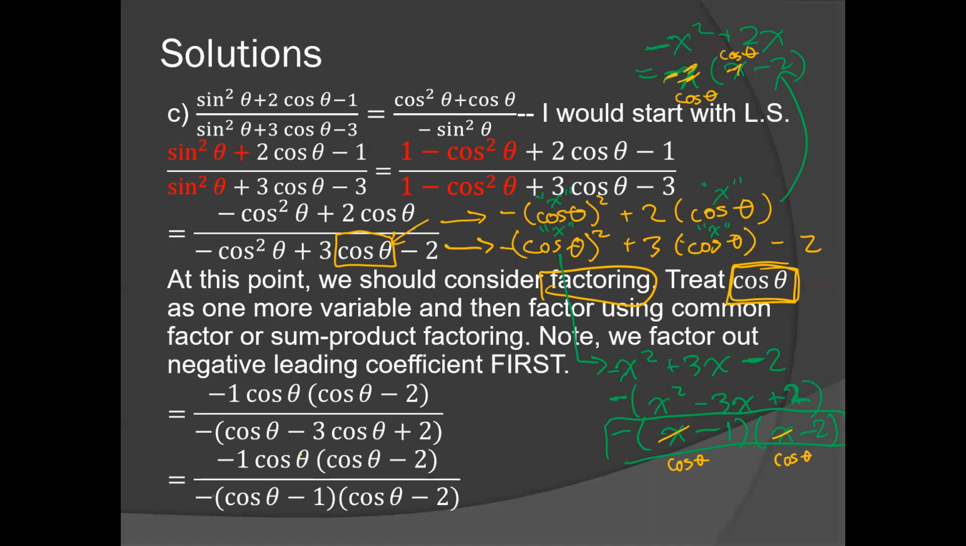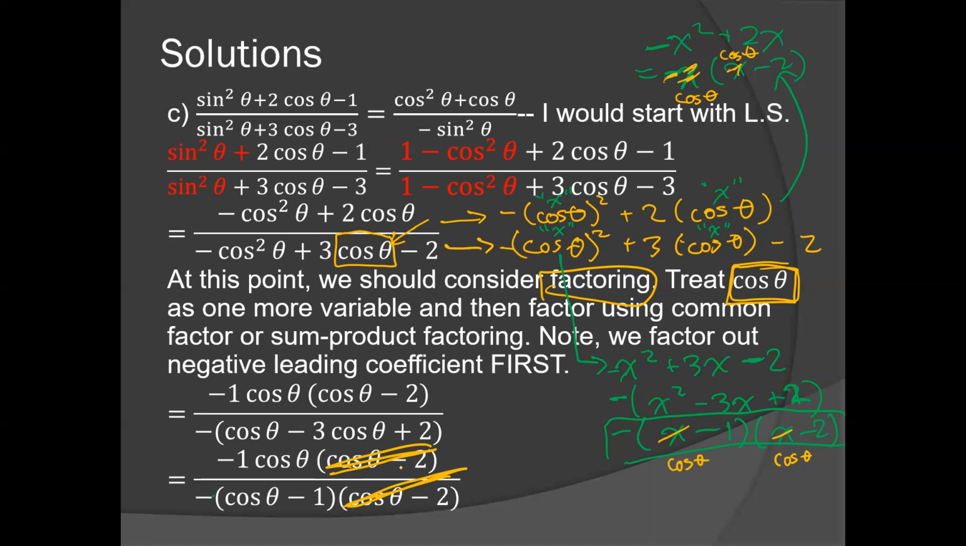Now what do I notice? Do I notice anything special here? Yes, I do. I notice that now that I've factored my expression, I can cancel the common factor here, cosine theta minus 2, because it comes up in the numerator and the denominator, so I factor it out.